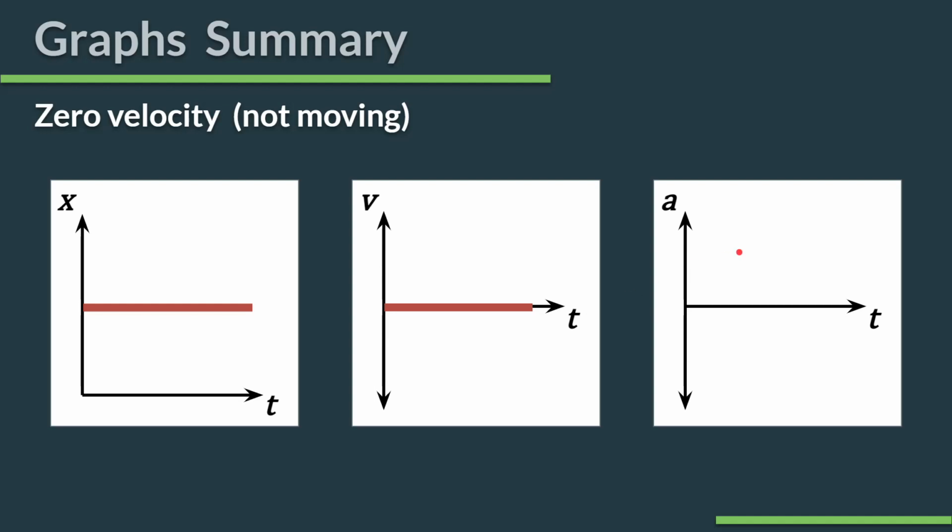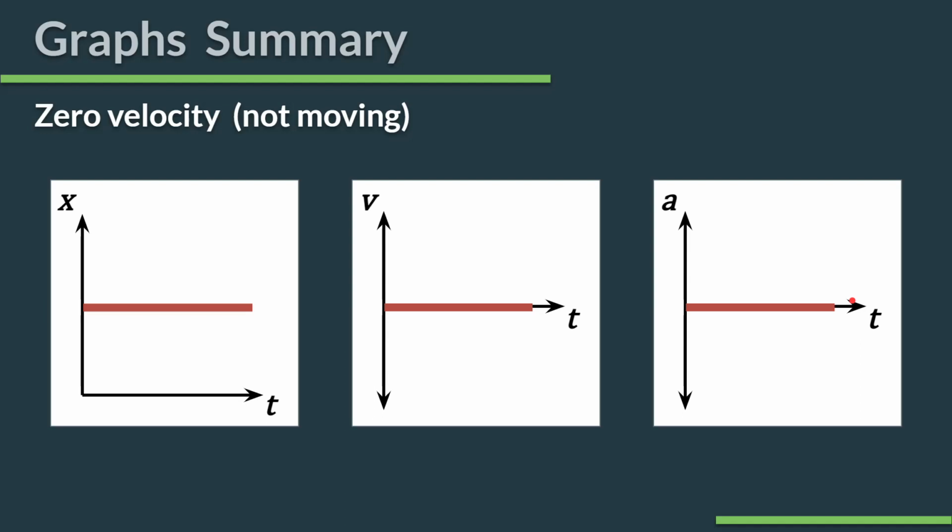The last one, your acceleration time graph. If you have an object that's not moving, that object is not accelerating, so it would also have zero acceleration. Just as a quick reminder, we talked about this in the last unit as well. The slope of your XT graph tells you your velocity. This slope is zero, so my velocity is zero. The slope of my velocity time graph will tell me my acceleration. This slope is also 0, so this has to also be 0.